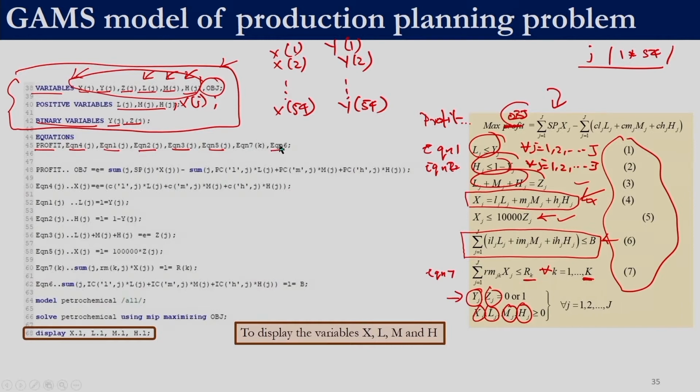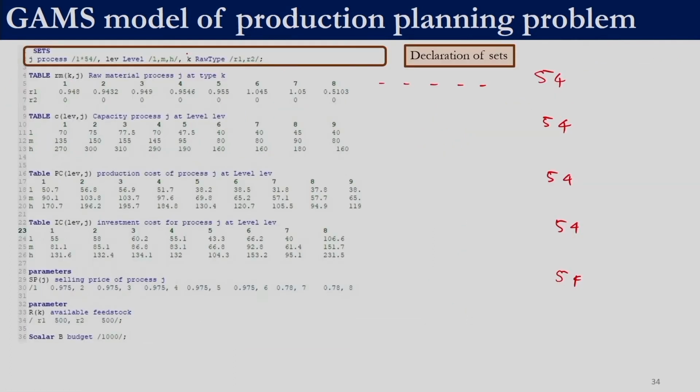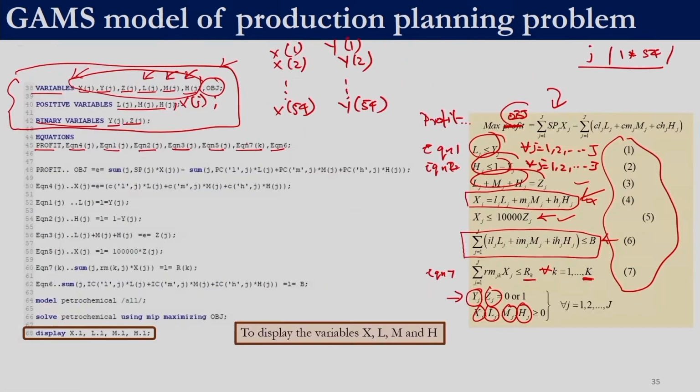Equation 6 is a single equation, right. So, we do not write anything within brackets for equation 6. Equation 7 is for the k types of raw material. So, over here we have defined the set k to contain 2 values, right. So, when we write equation 7 of k, it basically means we will have 2 equations, equation 7 of R1 and equation 7 of R2, because this set k contains values R1 and R2.